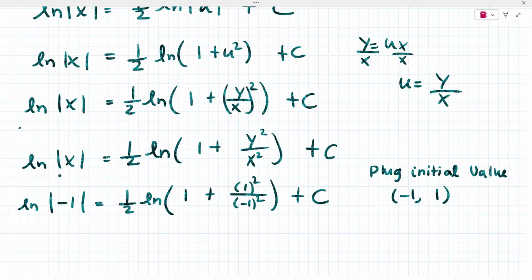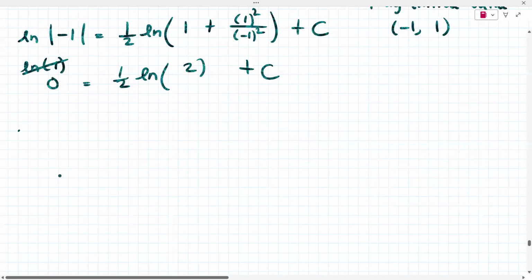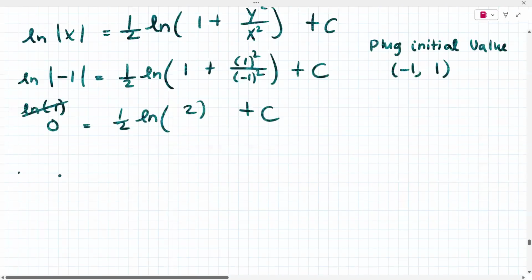The ln of the absolute value of -1, well, we know the absolute value of -1 is +1, and then the ln of 1 is 0. And then over here we have 1/2 ln of 1 squared over -1 squared is 1, 1 plus 1 is 2, plus c. Then just move this to the left, so your c is going to be -ln of square root 2.